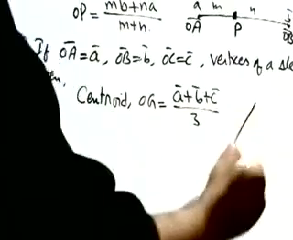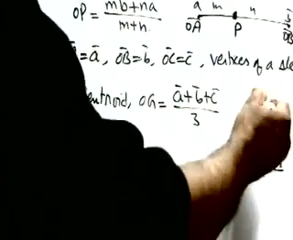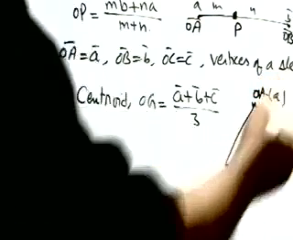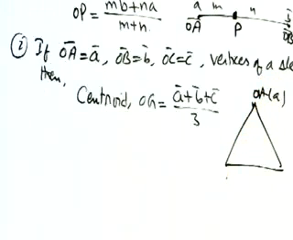In the same way, if we have a triangle with vertices ABC, suppose the vertex OA is represented by A, and in the same way OB and OC. Then the centroid is given by vector A plus vector B plus vector C, divided by 3.